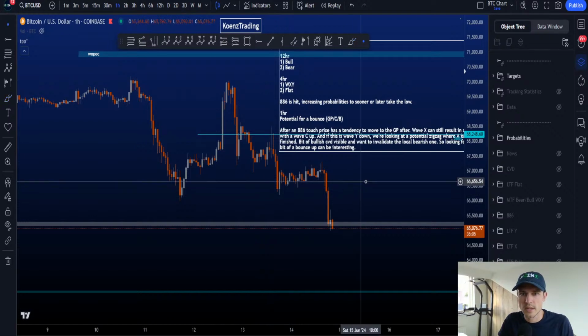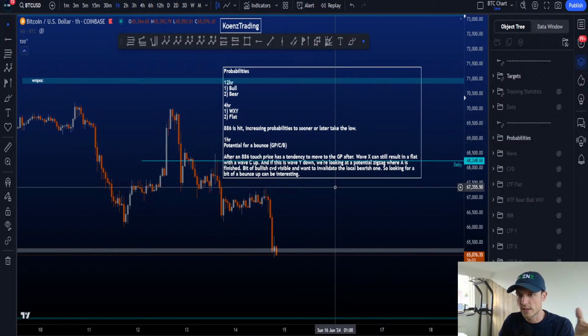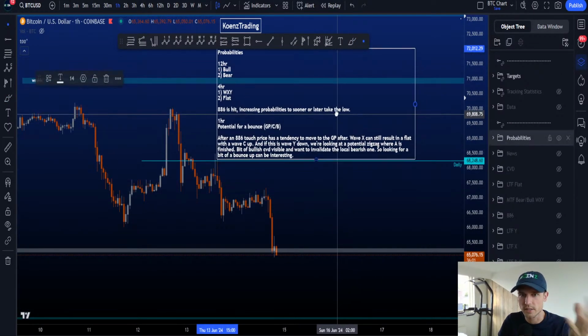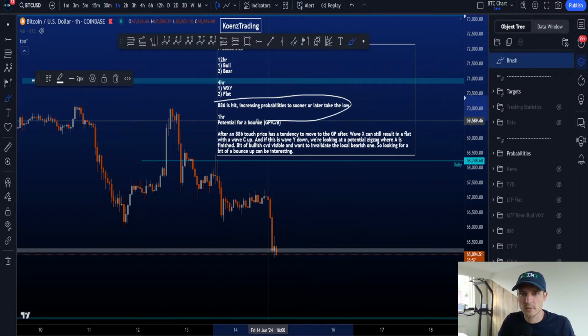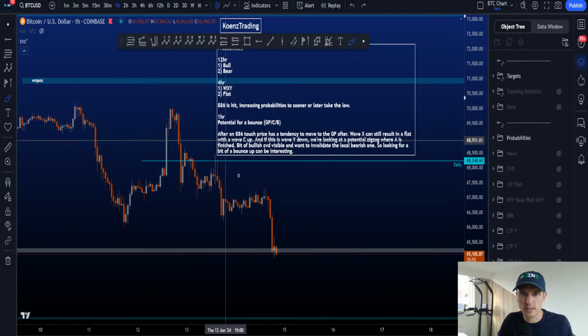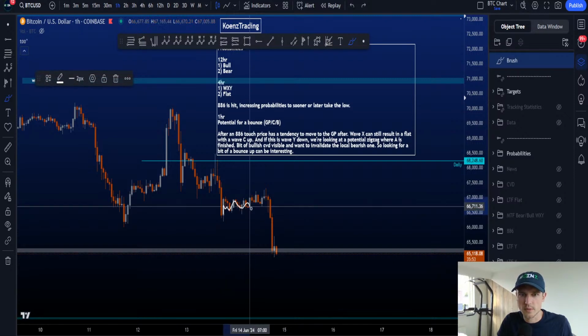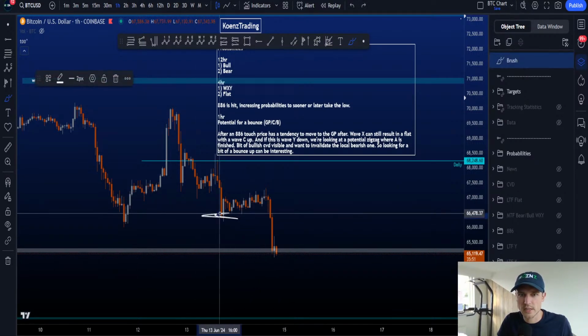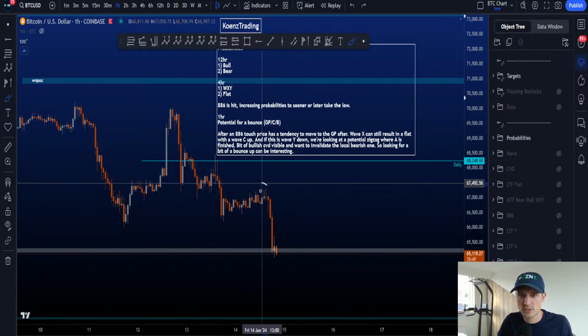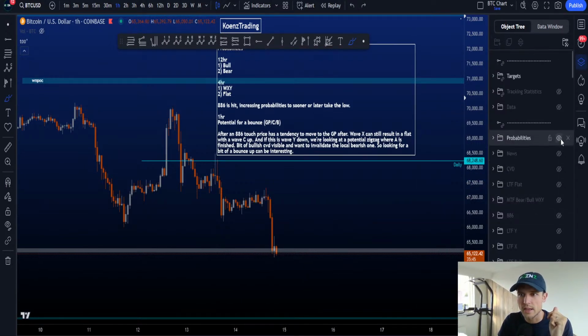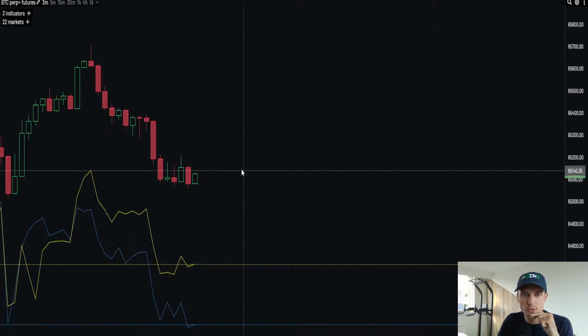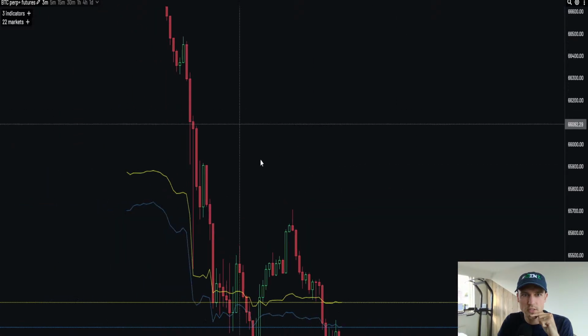The probabilities the past, well, one day, last night, this morning, this afternoon were over here. 886 hit, probabilities higher to sooner or later take the low. And here on the 1 hour time frame, we were looking for a bit of a bounce after the 886 was touched, rejecting at the 15-minute order block, which we had here. And I'll show you that afterwards we had some bearish CVDs actually.